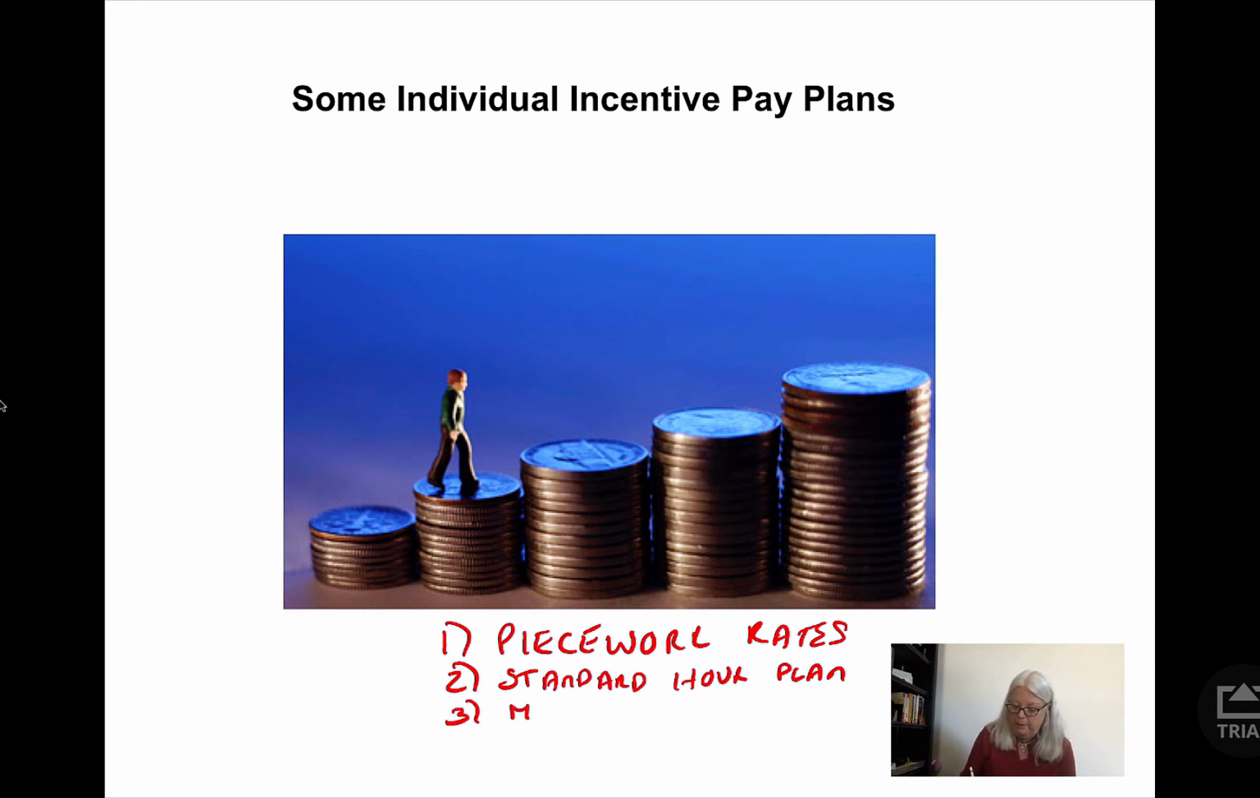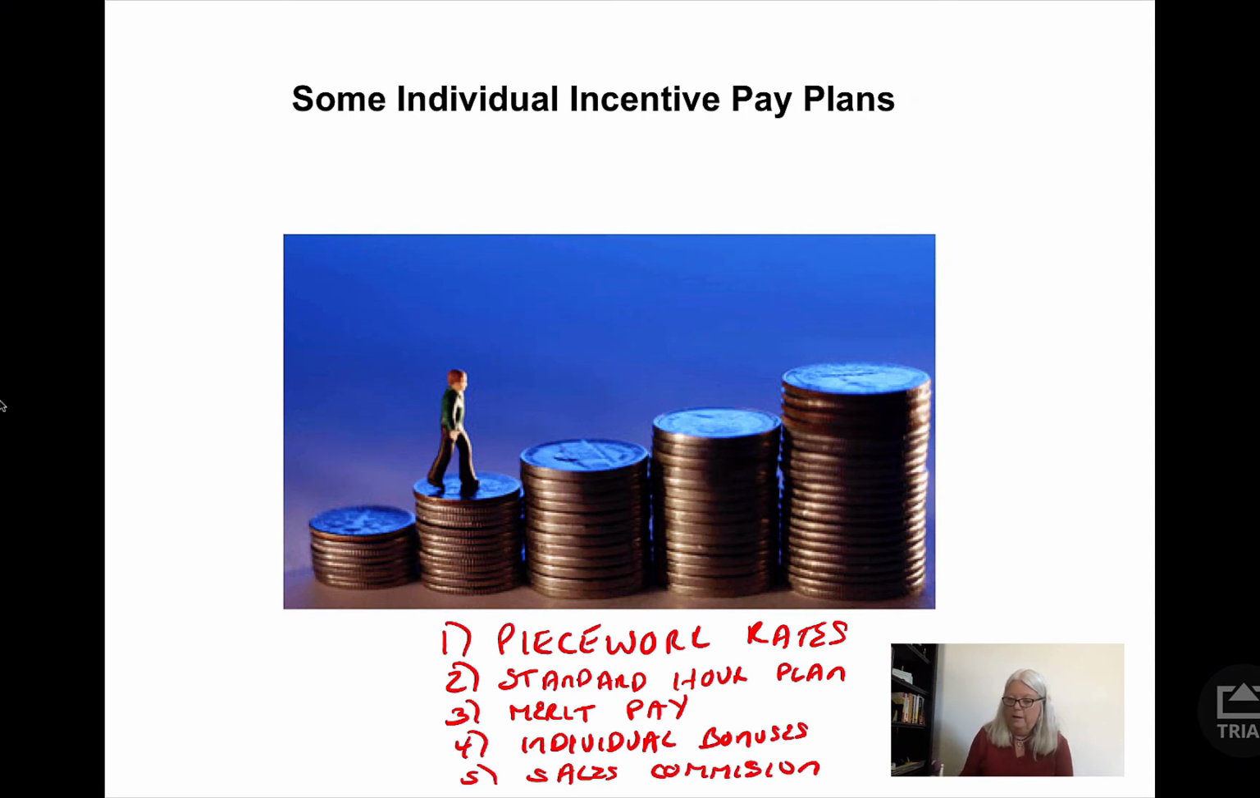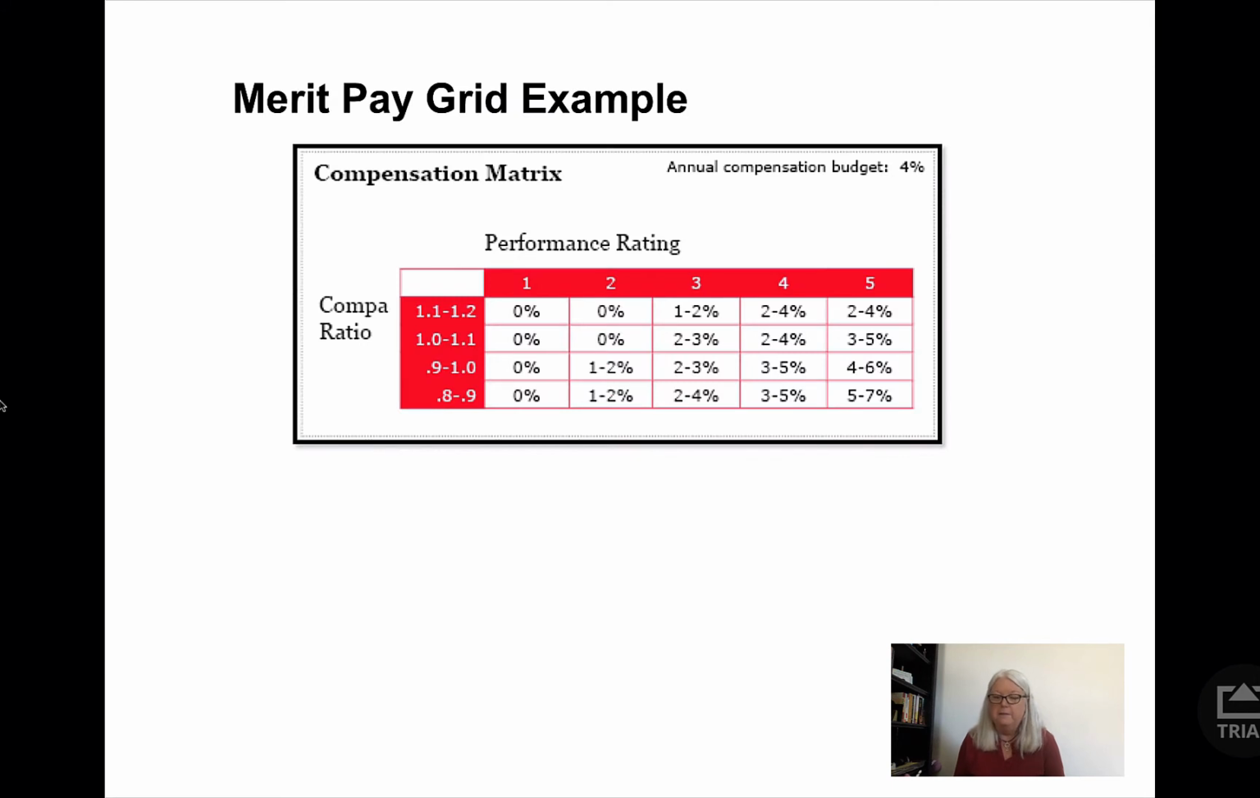Third is merit pay. We'll talk about that in a minute. Bonuses we'll talk about too. Individual bonuses. These are all individual type incentives, by the way. And lastly, sales commission. And we'll talk about each one of these. And when we talk about this, just keep in mind we're trying to link pay to performance and think of how well some of these do that.